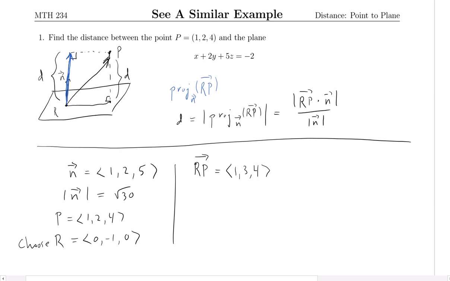Now to finish up, just use the formula that we have above. We need to take the dot product of this with n. So 1 times 1 plus 2 times 3 plus 4 times 5, which should be 27. And the length of n we already computed was square root of 30. And there we have it. We're done. This is the length of the segment from the point P to the plane that meets the plane orthogonally.